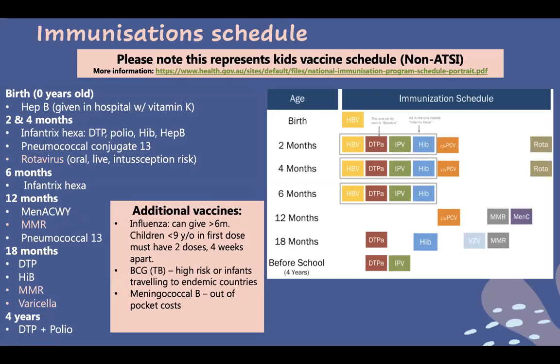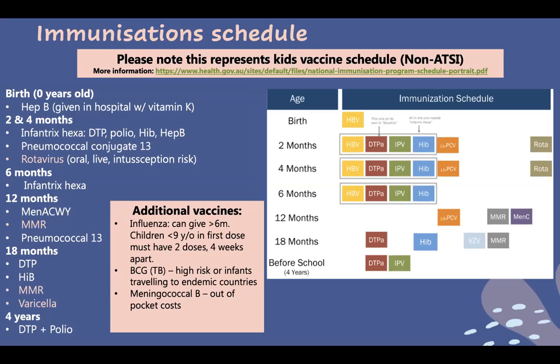So some extra vaccines you can get that are not on the schedule is obviously influenza, that's recommended every year. So you can start giving influenza after 6 months. Children less than 9, for their first dose, they have to have 2 doses 4 weeks apart. And after that, just 1 dose like normal.